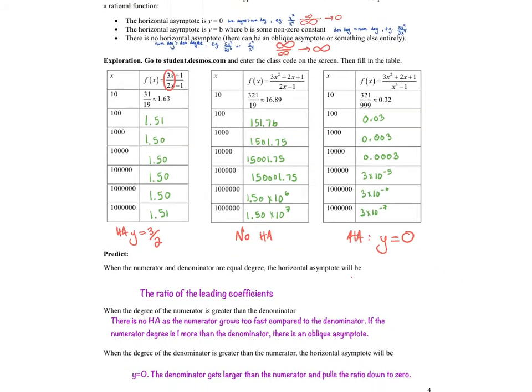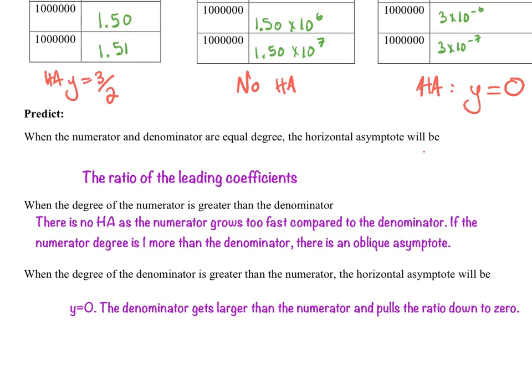So our conclusion here is there are 3 cases. If the numerator and denominator are equal degree, the horizontal asymptote is the ratio of the leading coefficients. If the degree of the numerator is greater than the denominator, there is no horizontal asymptote. If the degree is 1 more than the denominator, so like x cubed over x squared, there will be what's called an oblique asymptote. And when the degree of the denominator is greater than the numerator, the horizontal asymptote will be y equals 0. I want you to just think about the relative sizes of the infinities in these cases. So let's look at some examples.